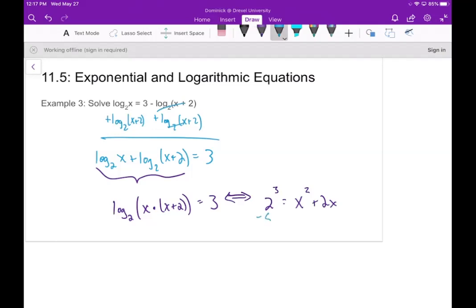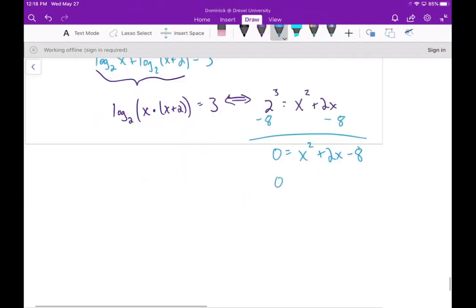So we have a quadratic, so let's move everything to one side. So I have 0 is equal to x squared plus 2x minus 8. So that we can factor as x plus 4, x minus 2. So this gives me that x is negative 4 and x is equal to 2. Now we have to check both of these.